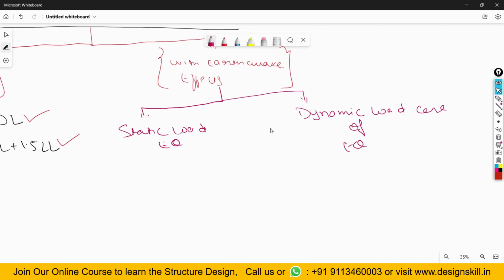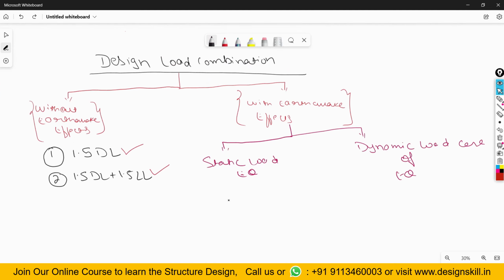One by one we are going to look at what load combinations shall be used when you are considering only the earthquake static load cases, and what load combinations you are going to use when you are considering the dynamic load cases for the earthquake design of the building. These are the two very important things we have to consider while designing structures with earthquake effect load combination. Now I will write the load combinations used for designing the structural element when considering only the earthquake static load cases.